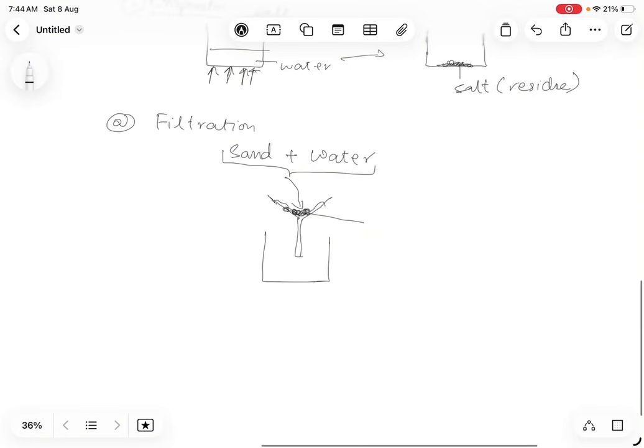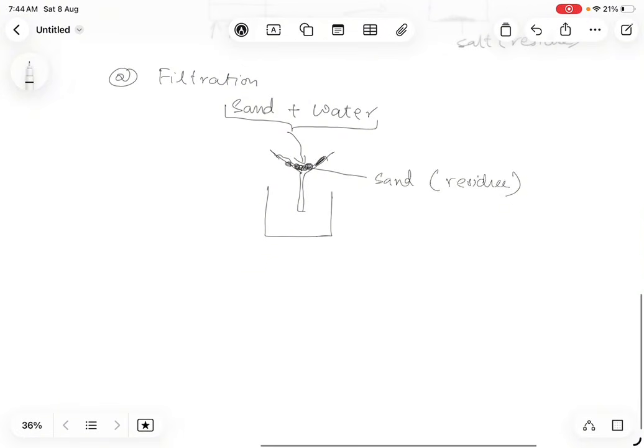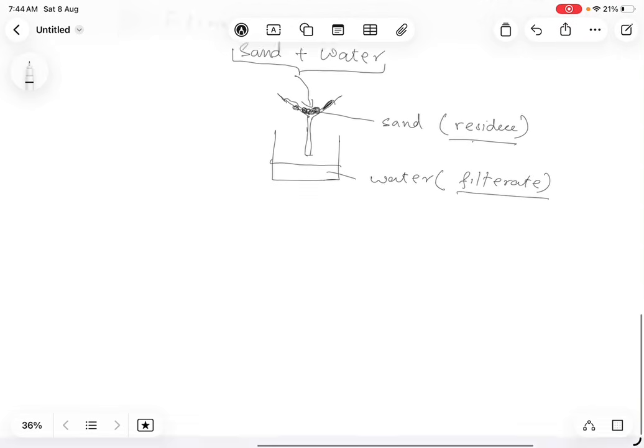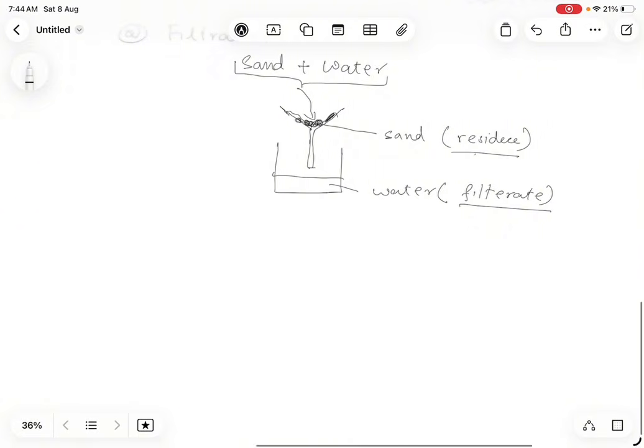So this is a filter paper, and this is sand, and the sand is a residue, right? So this is how you get a residue, and here you're going to get this water. So this is a residue that is left behind, and this is water. And by the way, this water is known as the filtrate. Why? Because it has been filtered. So anything that is filtered is known as a filtrate, while the thing that is left behind is known as a residue. Now coming back to the next subtopic, which is purity.